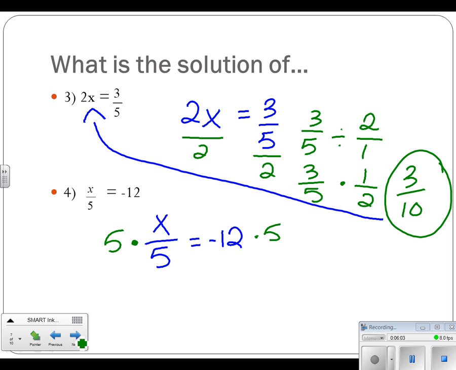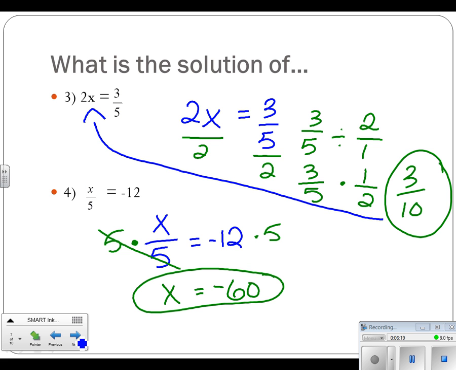What happens is we have 5x over 5, so that reduces to 1. So we have 1x. We just don't put the 1 in front as a coefficient. -12 times 5 would give us -60. We check our work. We plug in -60 divided by 5, which is -12, so that is correct.